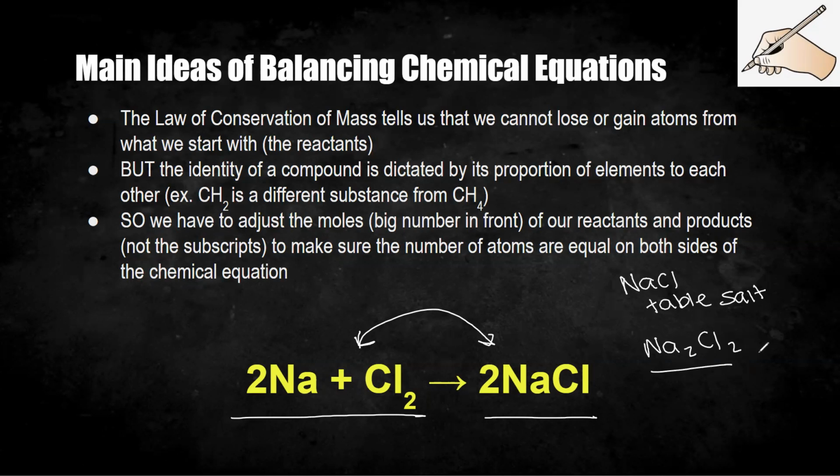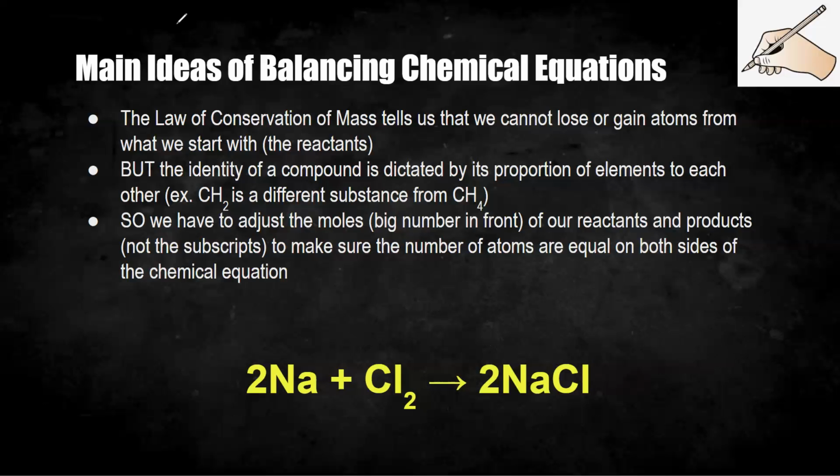Na2Cl2, that's not table salt anymore, even though it still has the same ratio of sodium and chlorine to each other. That is not table salt. So finally, since the proportion of elements dictates the identity of the compound, we have to adjust the moles, or the amount of the reactants and products, to make sure the number of atoms are equal on both sides of the chemical equation.